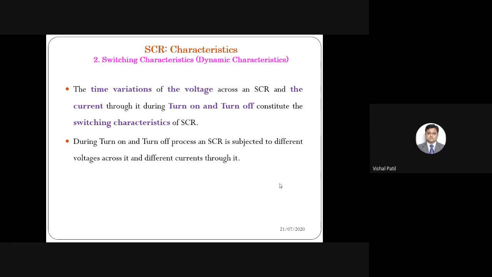During turn on and turn off process, SCR is subjected to different voltages across it and different current through it. Okay, so it's not that we directly will get the rated current and rated voltage during turn on and turn off process. Ideally we should get the rated voltage and rated current.